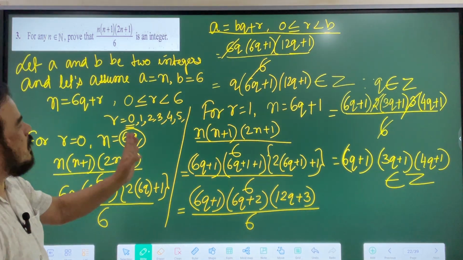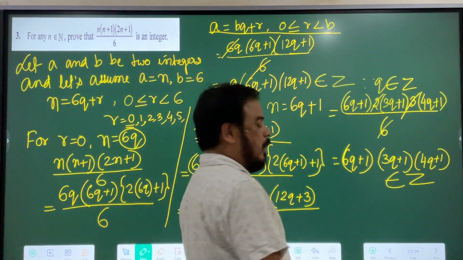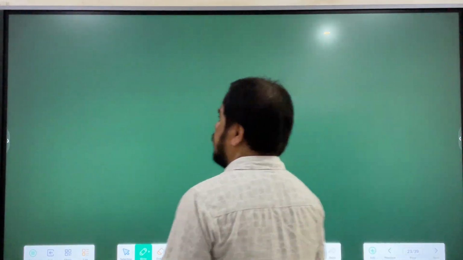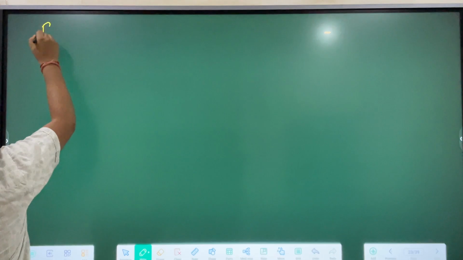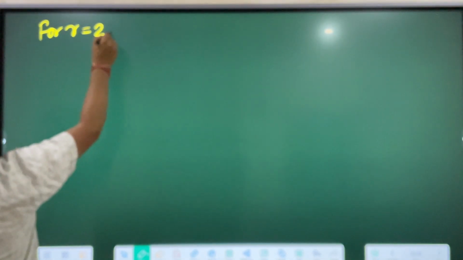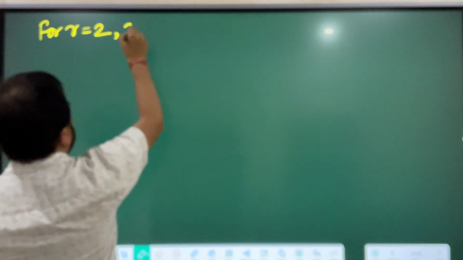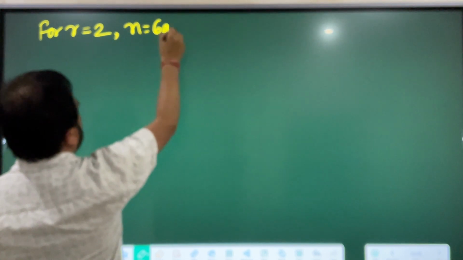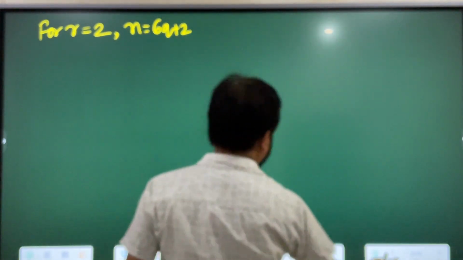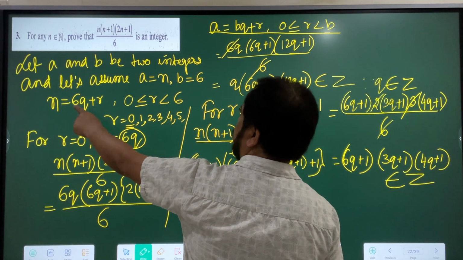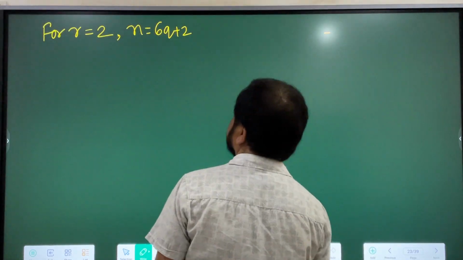r equals 1 is finished. Now we will do r equals 2. After that we can write similarly. For r equals 2, what do we get? n equals 6q plus 2, I hope. n equals 6q plus 2. Okay.